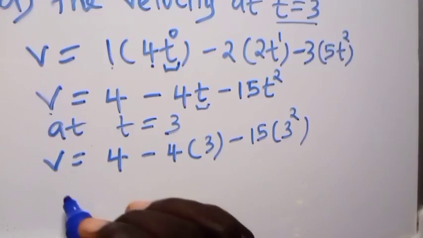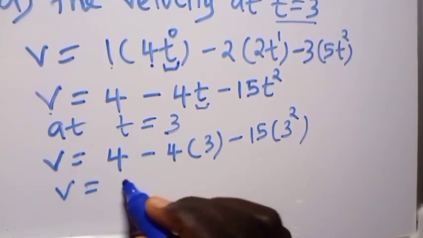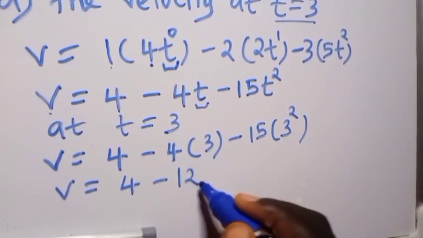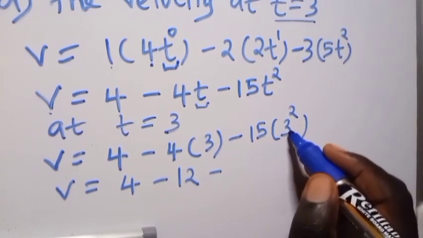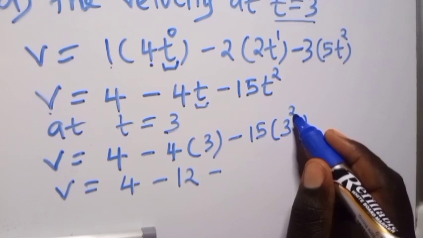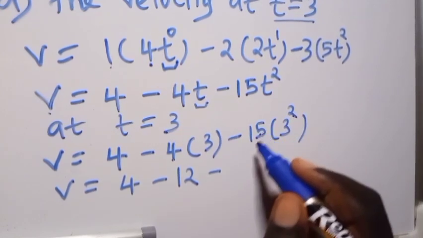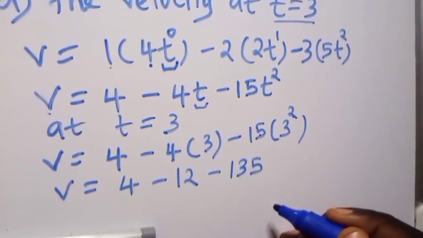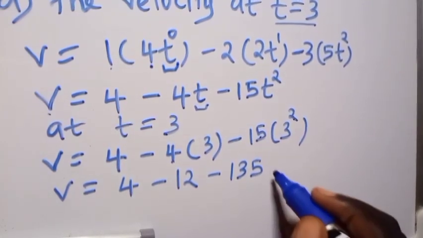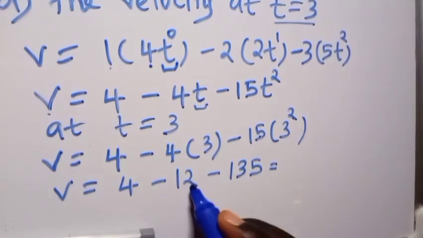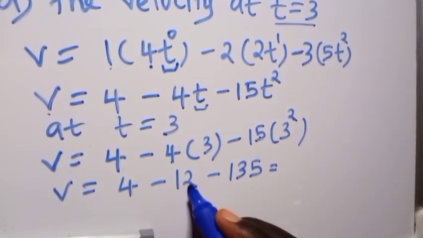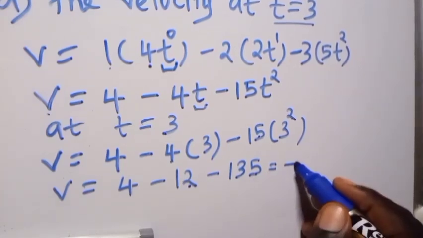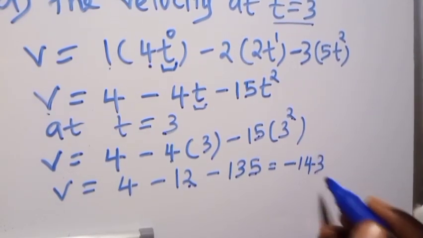And in that case, we shall have our phi as 4 minus 4 times 3 is 12, then minus 3 squared is 9, times 15 is 135. Therefore, this will be 4 minus 12 is negative 8. Negative 8 minus 135 is negative 143.